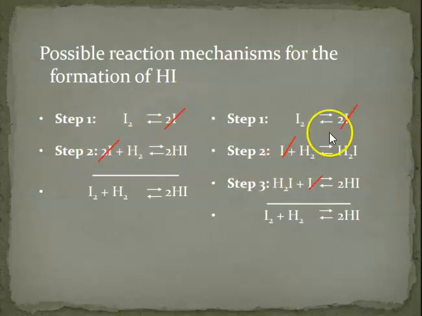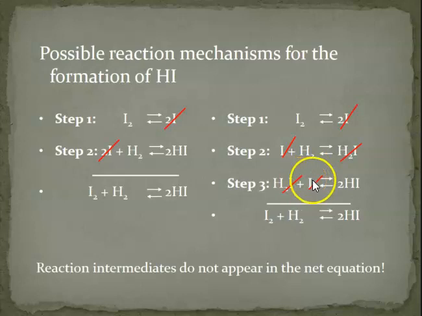All right, boom, boom, boom, produced in an early step, consumed in a later step. This one also has a second intermediate, the H2I. Boom. So which one of these mechanisms is correct? Don't know. All right, we can never prove a mechanism. We can disprove mechanisms, but we can never actually prove a mechanism. We can't get in there at the molecular level and watch this happen, but we can disprove it.